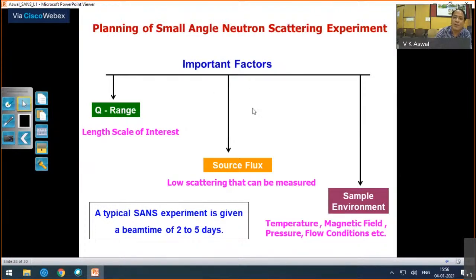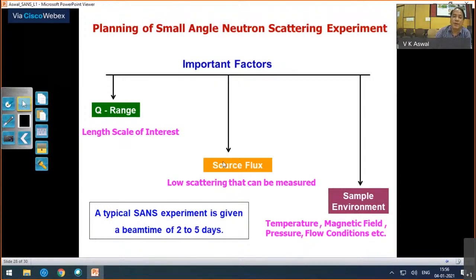And these are important things you should know when you plan small angle neutron scattering experiments. So what is the Q range of the instrument? Because this will decide your length scale of interest. If it is too small, maybe you cannot see, and also if it is too big, you cannot see. So it's very important to know the Q range to measure your length scale of interest.